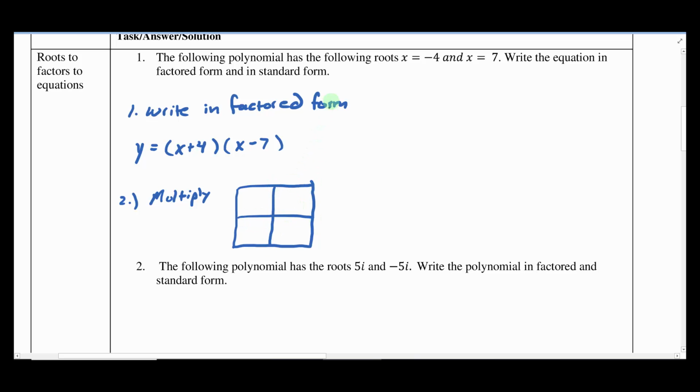I'm going to do a 2x2 box, because each factor has two things in it. So I have an x and a 4 here, so I can put that across the top. And then we have an x and a -7, so we have x minus 7 going down the side.